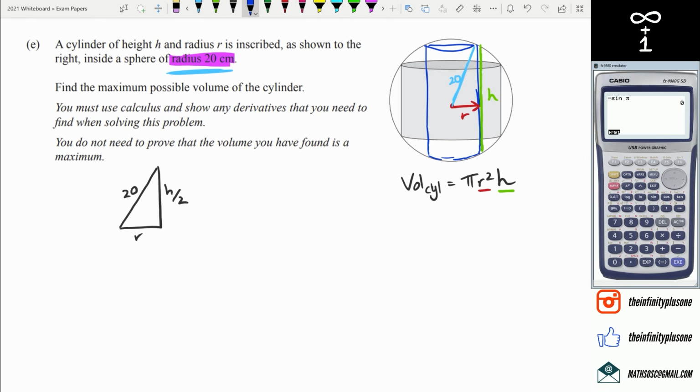Now, let's have a look at this part here. This is a right angle triangle. So we can actually say r squared plus h over 2 squared equals 20 squared. And the reason I said we're going to get rid of r squared is because we've got an r squared here, and we've also got an r squared in the formula of the volume of cylinder. So I'm going to rearrange this as r squared is equal to, now 20 squared is 400, minus h squared divided by 2 squared, which happens to be 4. So I'm going to leave that r squared as 400 minus h squared over 4. Cool, which means our volume of cylinder now is going to equal, maybe I should just move this here.